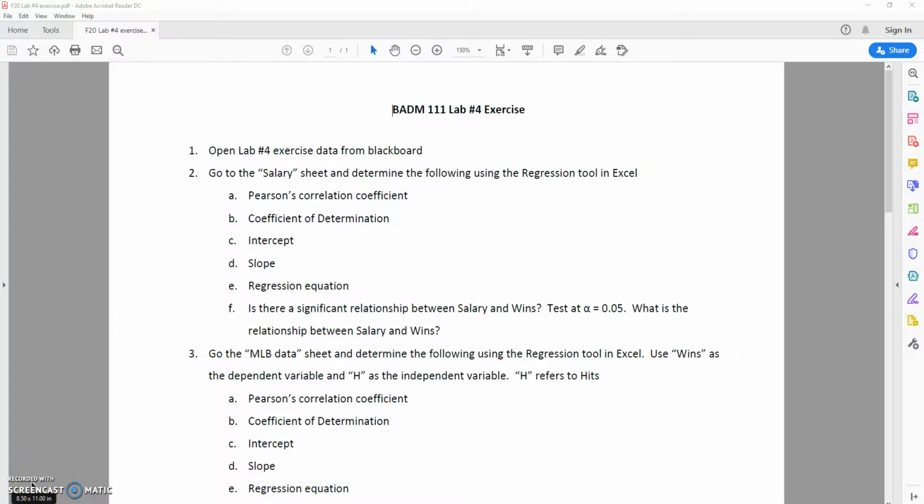Hello students, in this lab exercise 4 we're going to look at regression analysis. The instructions and Excel data are found in the course Blackboard. So you should pull up the lab exercise instruction sheet.